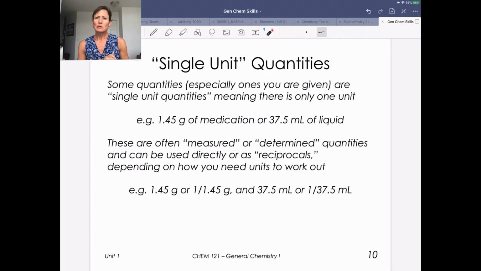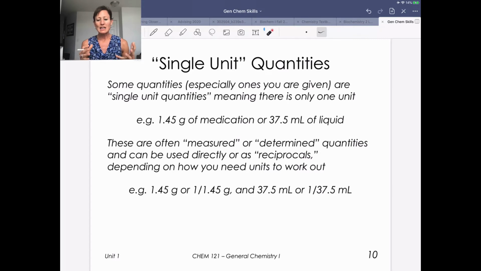So I want to talk a little bit about the types of quantities that you're going to see in unit conversion problems. Some quantities that you're going to see, especially if they're things that you're given, are going to be what we call single unit quantities, meaning that there's only 1 unit with them. For example, 1.45 grams of medication or 37.5 milliliters of liquid. These aren't a relationship between different units. They are single unit quantities.